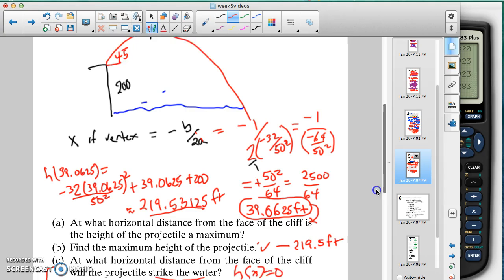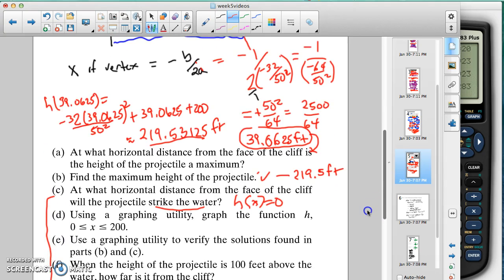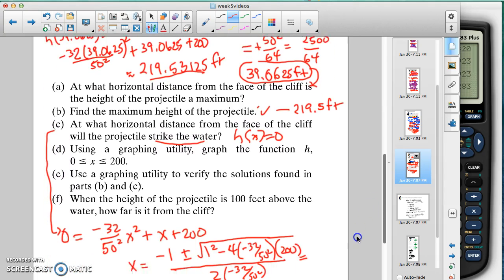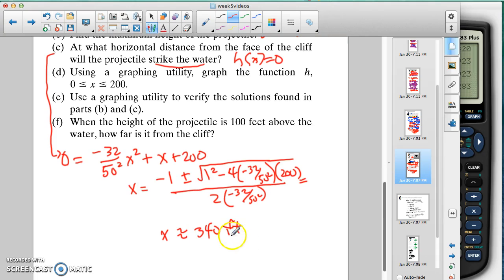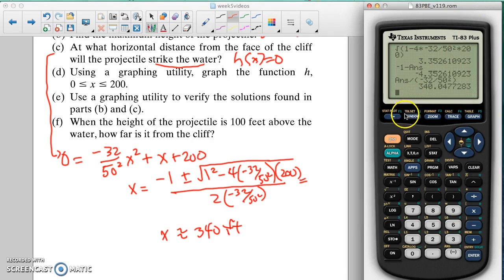We were answering some questions about when it struck the water, and we had an answer of 240 feet. We were going to check that on our graphing calculator, so we're moving on to that now. We're going to take a look at the graph. If we think it's going to be 100 to 340 feet, we need to make sure our window is set out enough so that we can see it at 340.